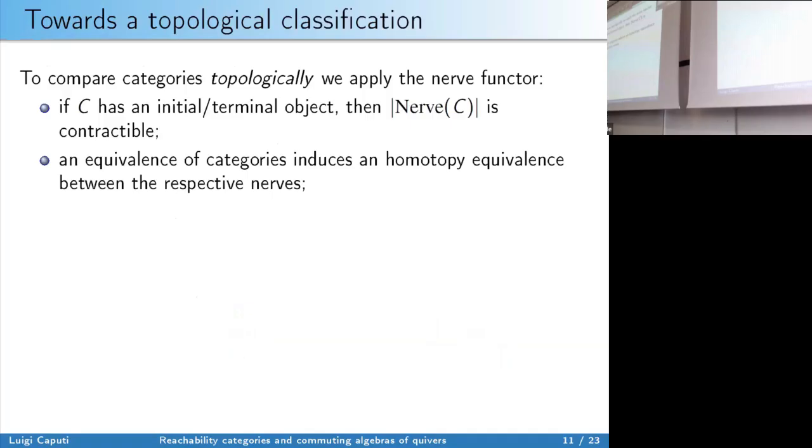Which leads me to the question of whether, so we classified when the path categories and the reachability categories are isomorphic, but nobody works with isomorphic categories. So what we want to do, at least in topological terms, is to describe when reachability categories and path categories are equivalent or homotopy equivalent. And to do this, I'm going to use the nerve functor. I just remind you that if the category has an initial object or a terminal object, then the geometric realization of the nerve of the category itself is going to be contractible. And equivalences of categories are sent by the nerve functor to homotopy equivalences.